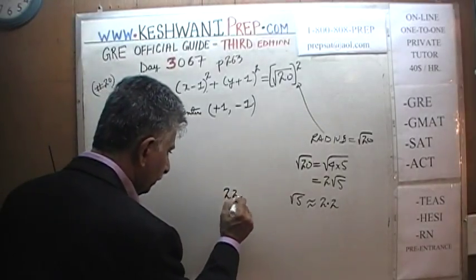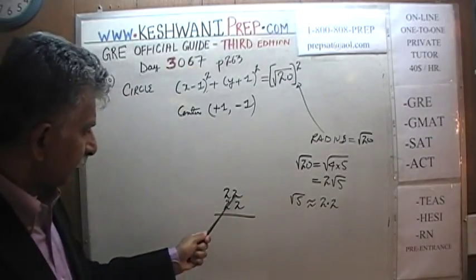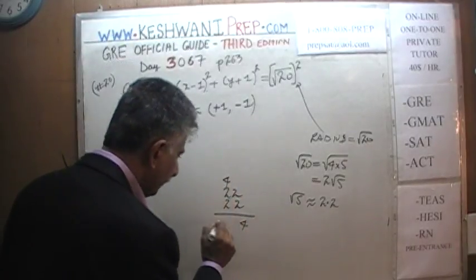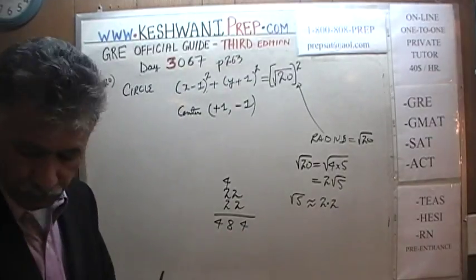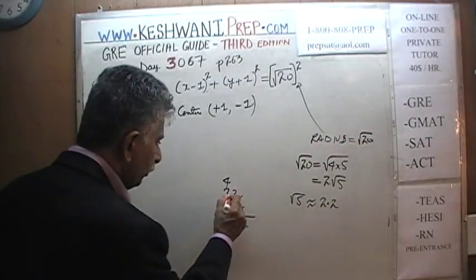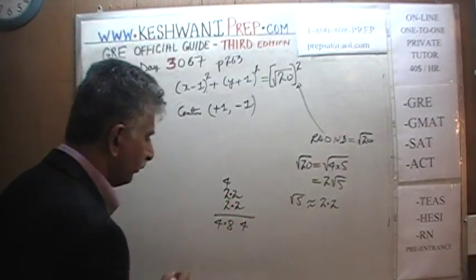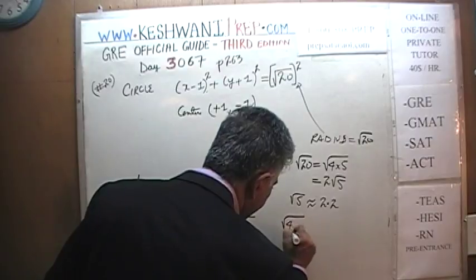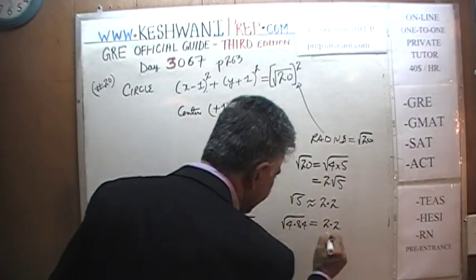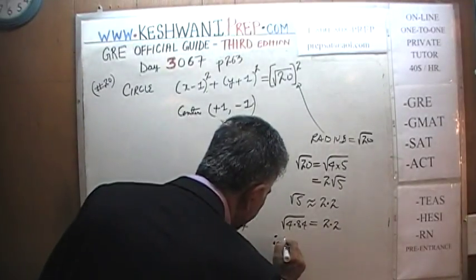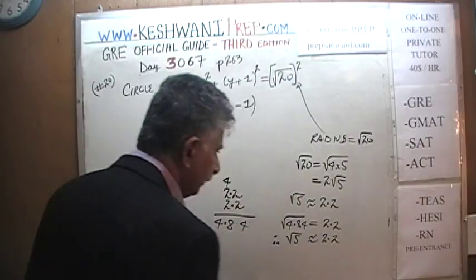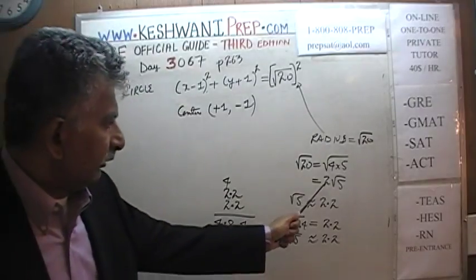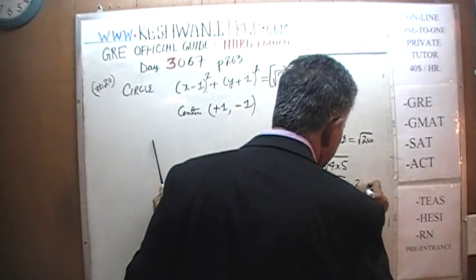We can do it one more time quickly. 22 times 2 is 44, write 4, carry 4, again 22 times 2 is 44, plus 4 is 48. What this tells us is that 2.2 times 2.2 equals 4.84. Therefore the square root of 4.84 is exactly 2.2, and the square root of 5 is approximately 2.2. The argument being that 4.84 is approximately 5. That's the approximation we're making here. So it's simply 2 times 2.2.